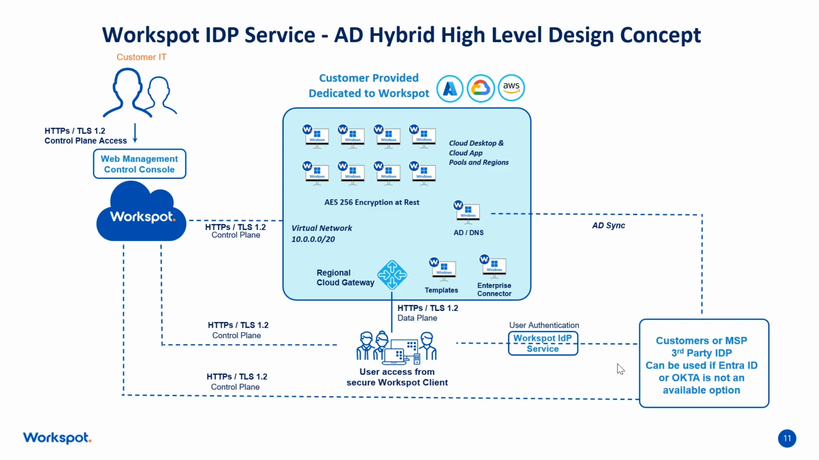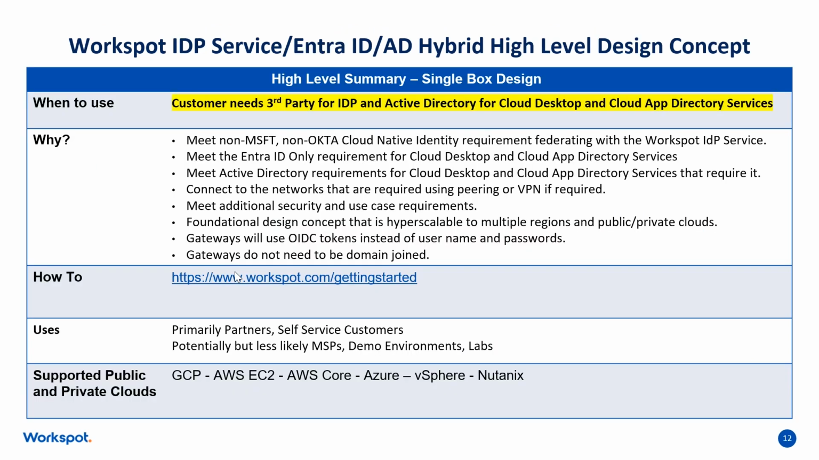They'll get redirected to that customer's third party, get the token back, and go through the gateway. Everything else is exactly the same as we've just been talking about. It just extends the capability of what we can offer for a front door IDP service. And so, again, the summary here is we meet the non-Microsoft and non-Okta cloud native identity requirements.